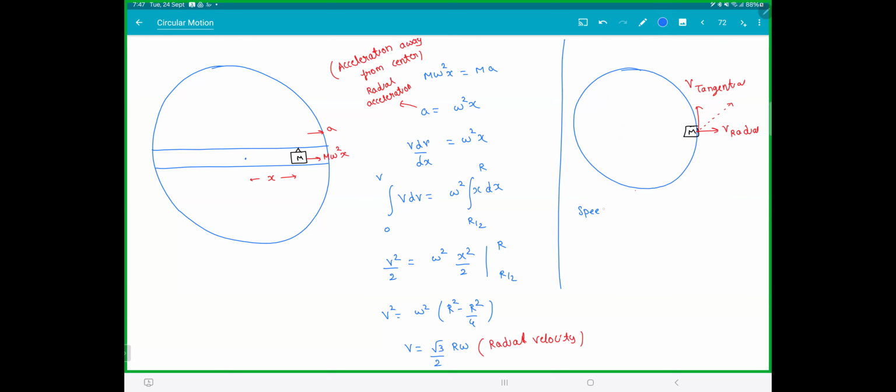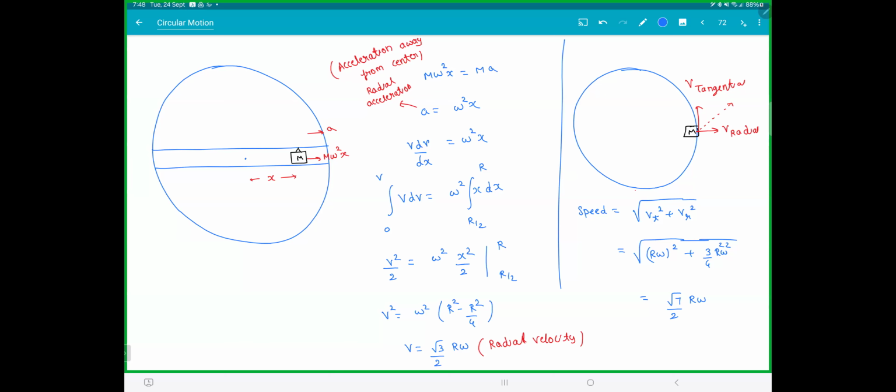So the speed will be root over V tangential square plus V radial square. There are two components. V tangential is how much? R omega. V radial is how much? 3 by 4 R omega square. That would be root 7 by 2 R omega. Check it out.